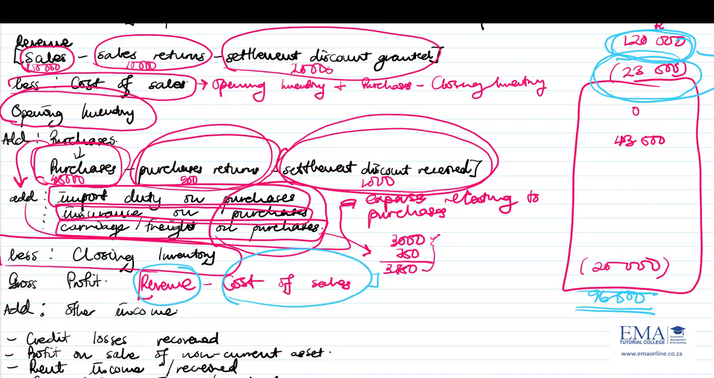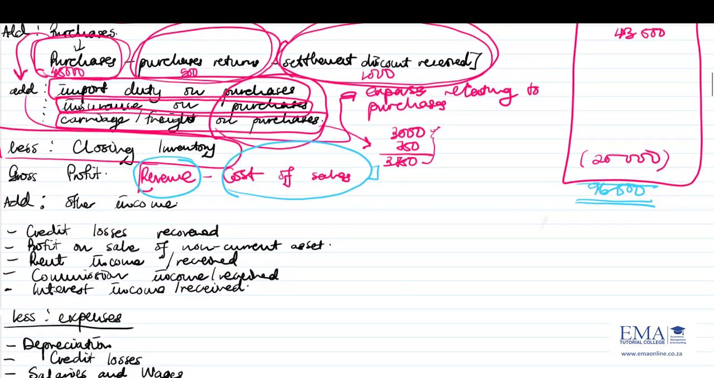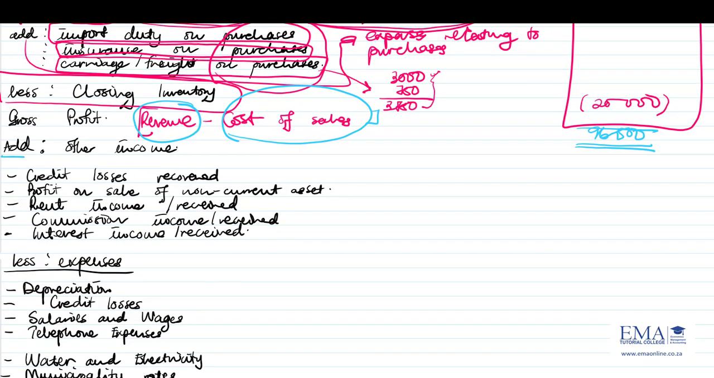Right. After that, we have other income that we receive besides from trading. We call it other income. That's what we come and add here. All right. Under other income, we have what we call credit losses recovered. Credit losses recovered, we're saying what?